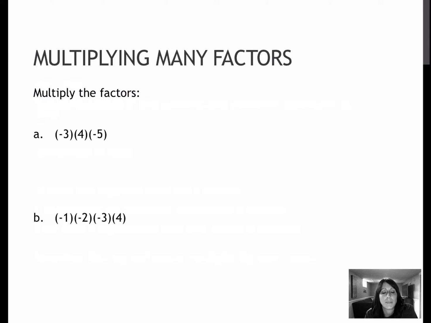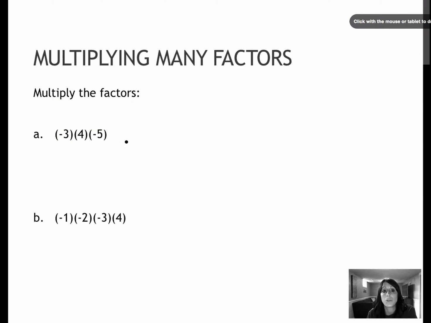-3 times 4 times -5. You have a couple of options here. Some people like to, at the beginning of the question, figure out if the result will be positive or negative. So if we did that, we would count the negatives. See, I have 1, 2 negatives, and for every 2 negatives, they turn into a plus. So I know that my answer will be positive. So it's not a bad idea to do that at the beginning of the question.